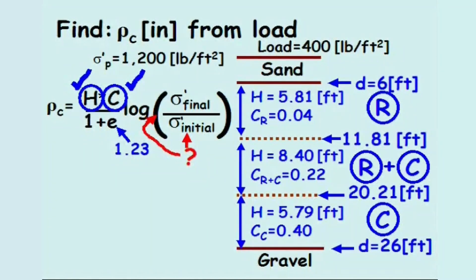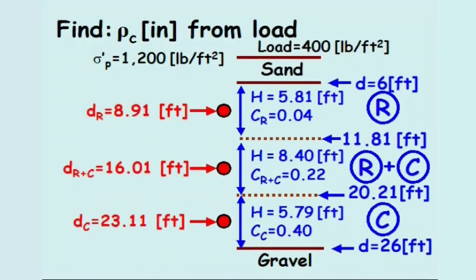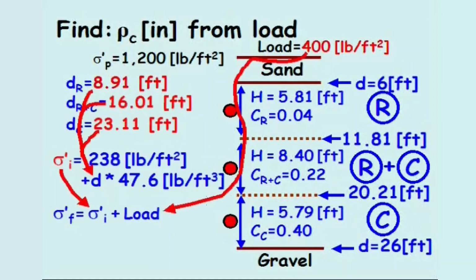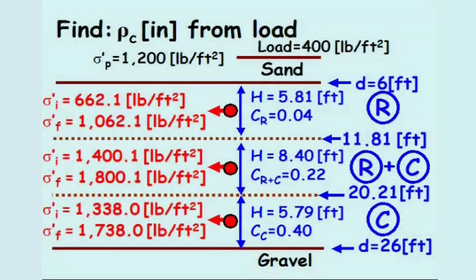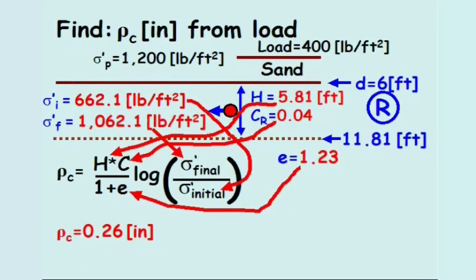Lastly, we turn our attention to the initial and final effective stress values. We'll evaluate a point at the middle of each sublayer, determine the depth of each point, and compute the initial and final stress values, since we know the depths and we know the load. Finally, we can compute the settlement for each layer. For the top layer, we compute a settlement of 0.26 inches.